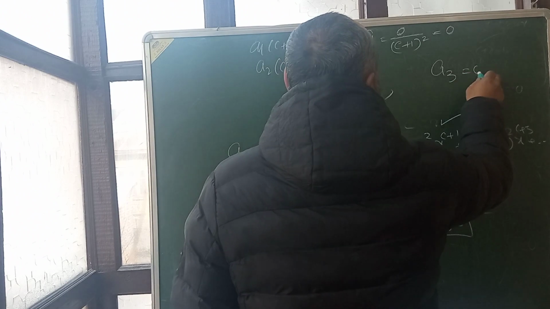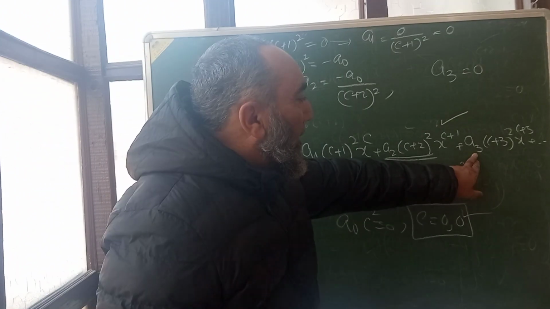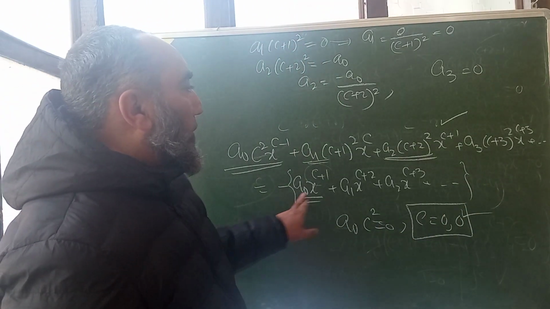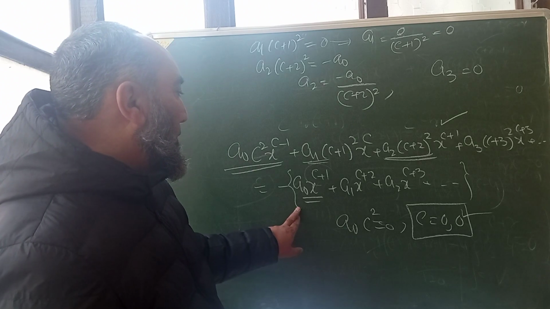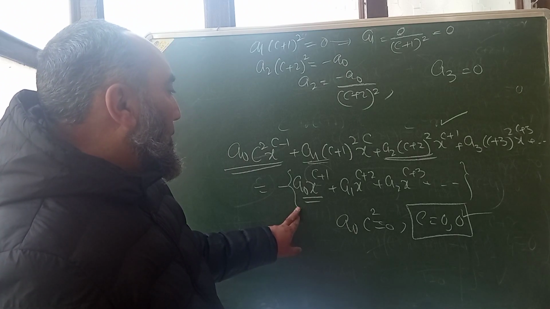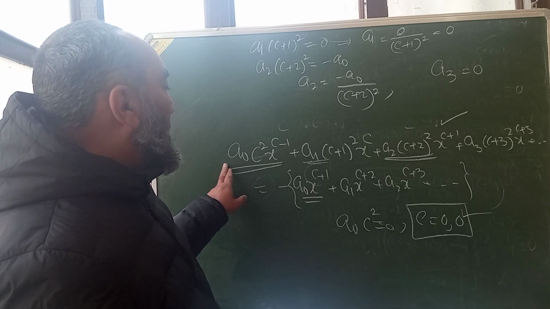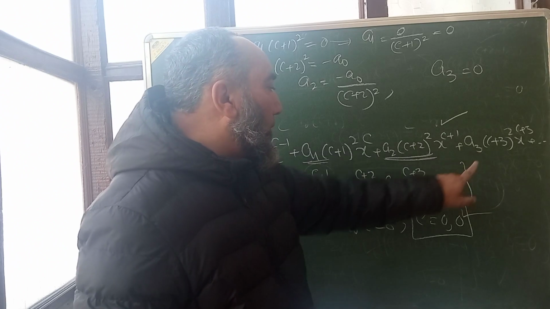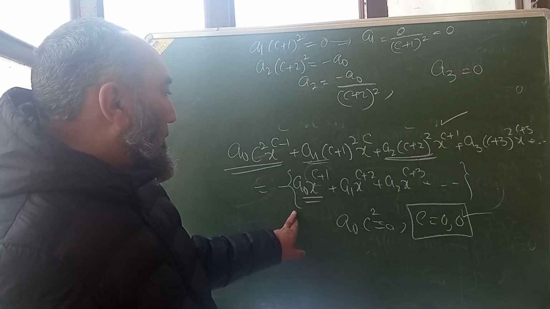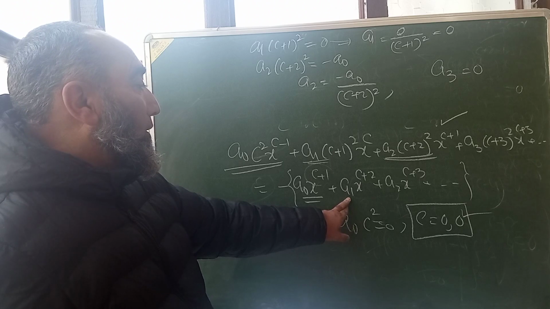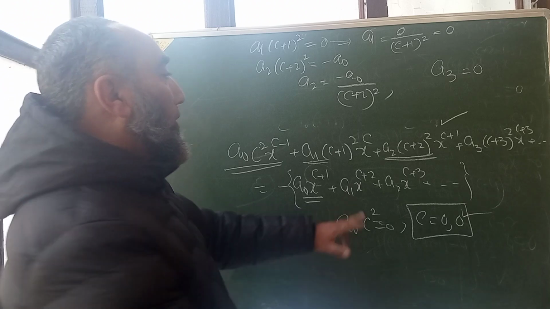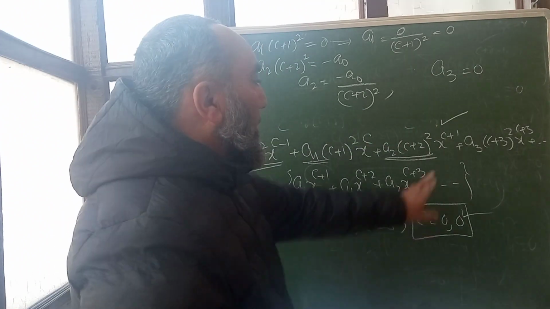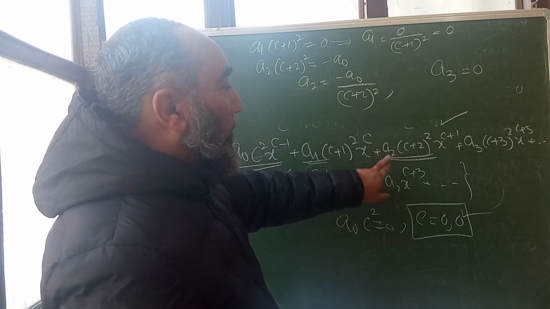Again A3 will be 0. You see, the coefficient of x raised to power C plus 3. I have taken A0, then A1, A2, now A3. This will be in terms of A1. Sorry, this is the coefficient of x raised to power C plus 2. C plus 1 I have already taken, and I have got A2.